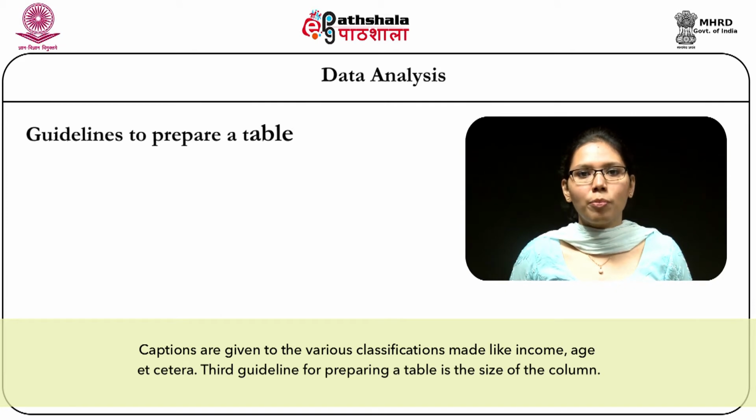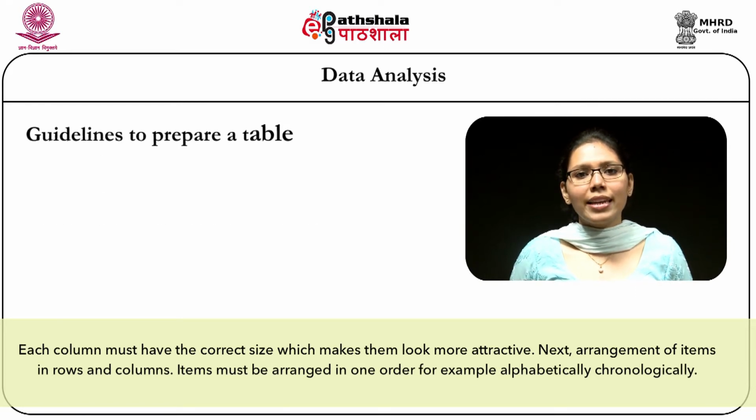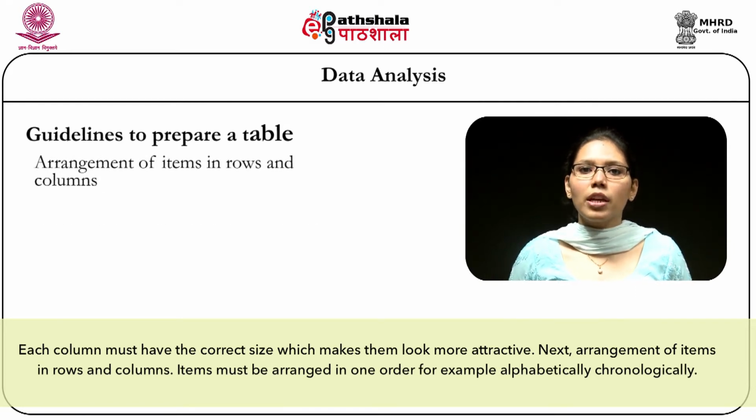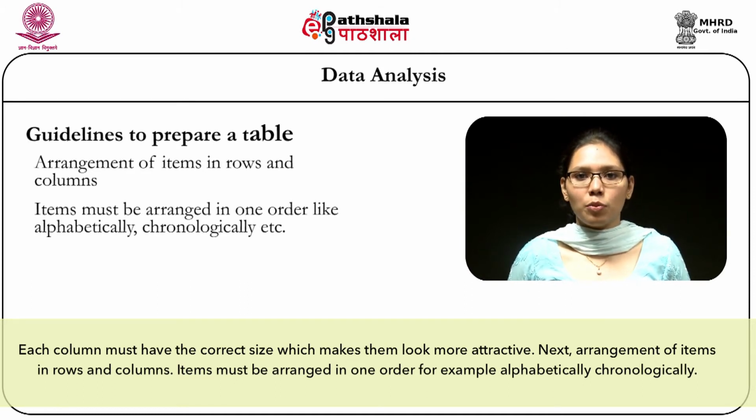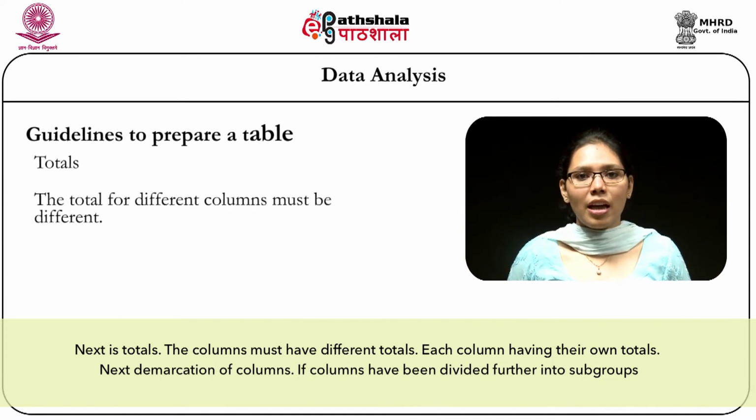Third guideline for preparing a table is the size of the column. Each column must have the correct size, which makes them look more attractive. Next, arrangement of items in rows and columns. Items must be arranged in one order, for example, alphabetically or chronologically. Next, total. Columns must have different totals, each column having their own totals.